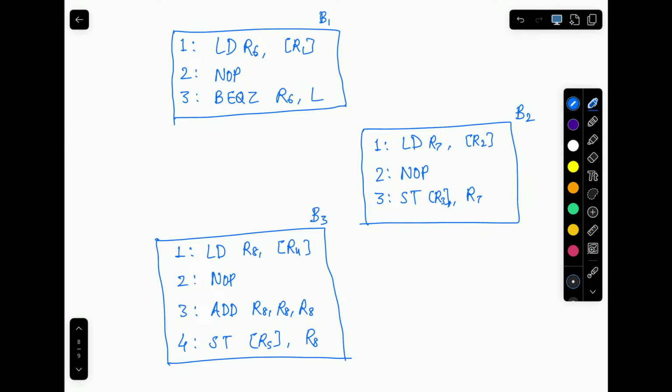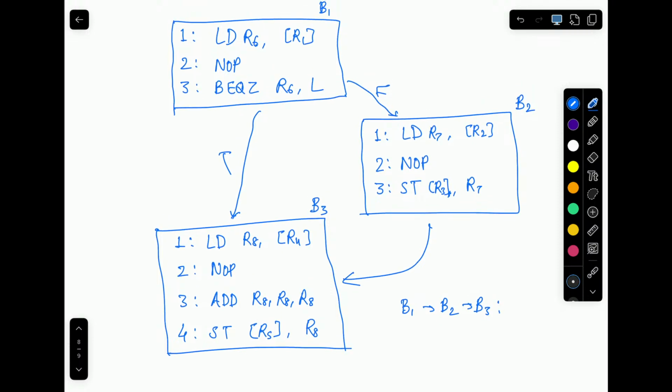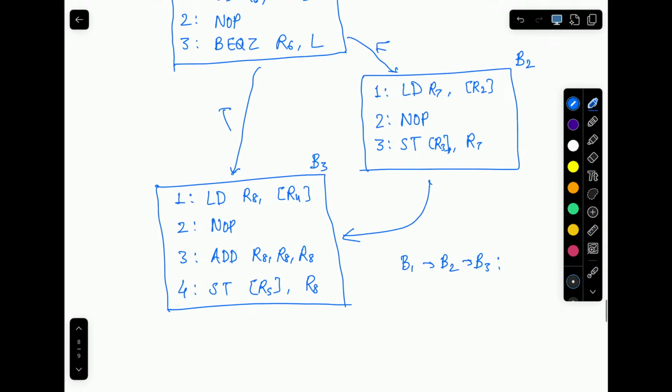Now note that we had a false here, a true here, and an edge like this over here as well, right? What does it mean? Now I have to schedule these basic blocks in some order. If I just execute these basic blocks one after another, if the false branch is taken, what would be the order in which I execute these blocks? B1, B2, B3. How many cycles would I need now? 3 plus 3, 6 plus 4, 10.